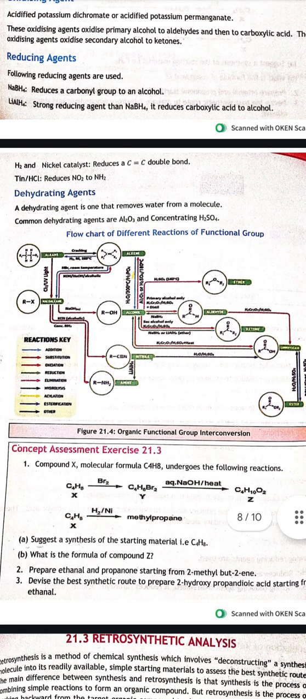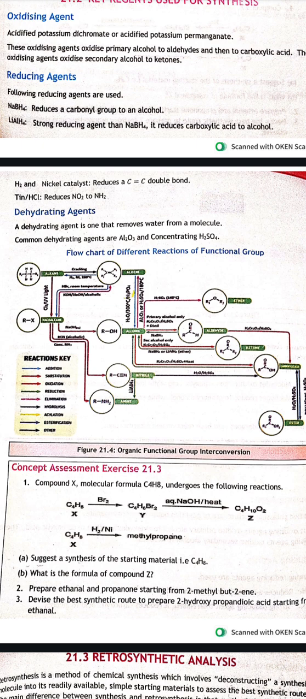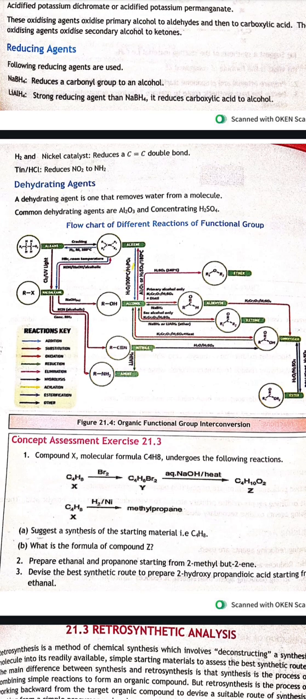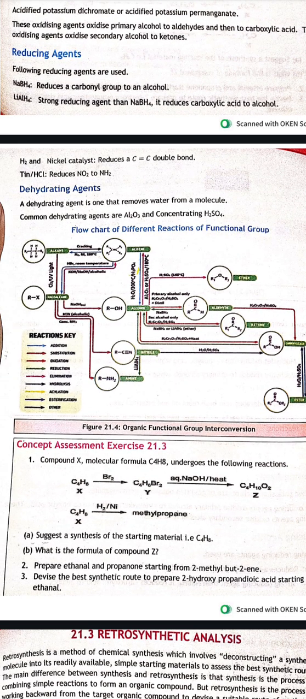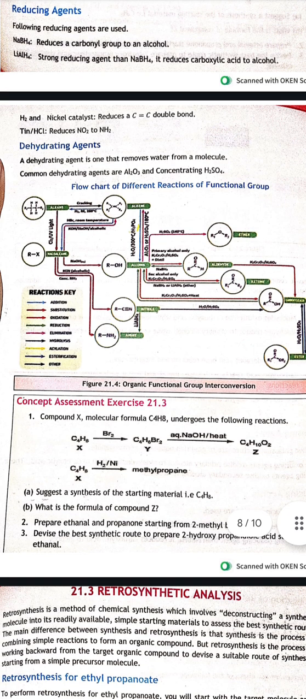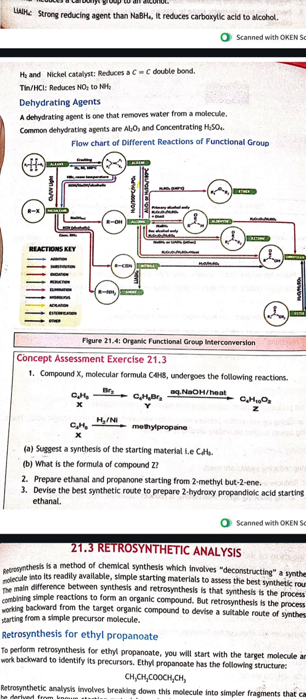In the oxidizing agents we have acidified potassium dichromate and acidified potassium permanganate. These oxidizing agents oxidize primary alcohol to aldehydes and then to carboxylic acid. They oxidize secondary alcohols to ketones. Reducing agents are sodium borohydride, which reduces a carbonyl group to an alcohol, and lithium aluminium hydride, a stronger reducing agent than NaBH4, which reduces carboxylic acid to alcohol. Then we have hydrogen with nickel catalyst that reduces C=C, and tin with HCl reduces NO2 to NH2.